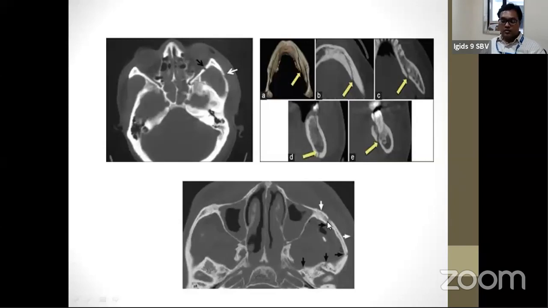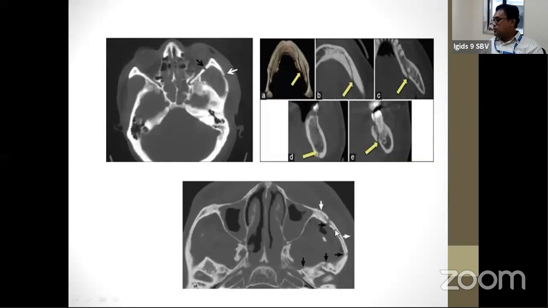Now, you take a submental vertex view or a jug handle view for your zygomatic arch fractures, but then it's not easy to locate the complexity of the fractures. The complexity of the fractures is only possible on a CBCT.